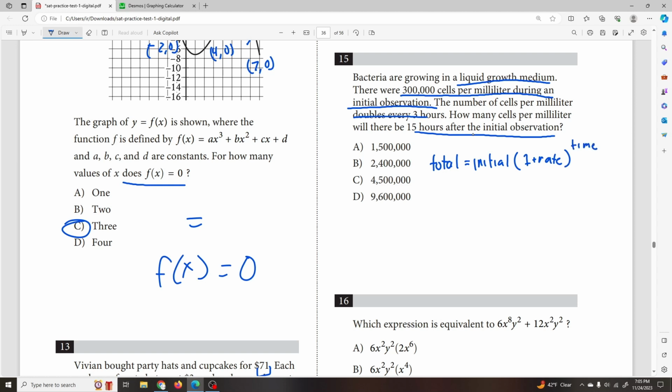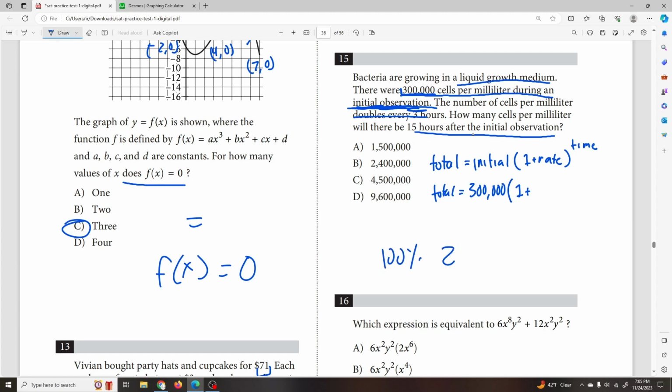So here, our total is going to be equal to our initial, which is 300,000, right? Because at first there were 300,000 cells per milliliter during the initial observation, so that's our starting point. And here, we're adding 1 to our rate. If the number of cells doubles every 3 hours, that means our rate of growth is 100%, right? We're increasing by 100%. We're doubling.